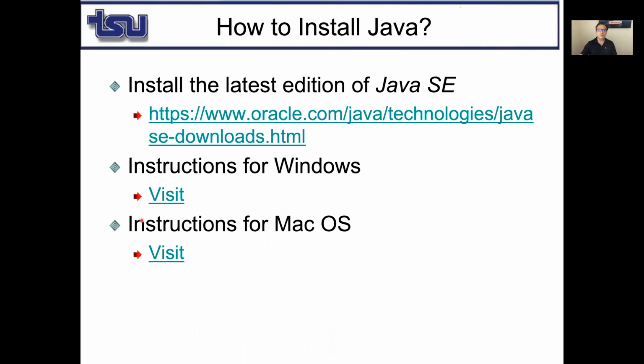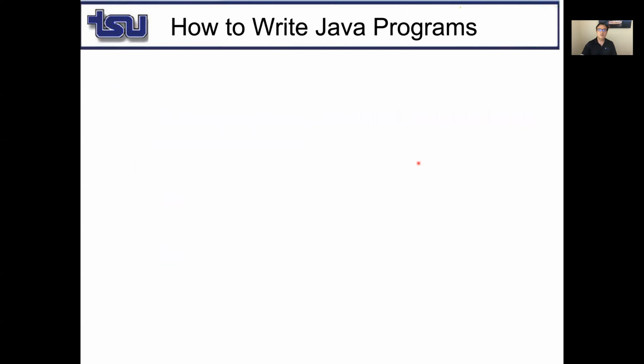In order to install the latest edition of Java, you need to go to Oracle website. Oracle is the company that maintains and manages software and Java software. You can go and download and install for Windows operating system or Mac. You can visit those 2 links for detailed instructions. But again, if you watch my videos, you will not need those instructions.